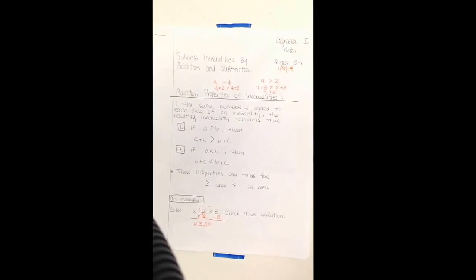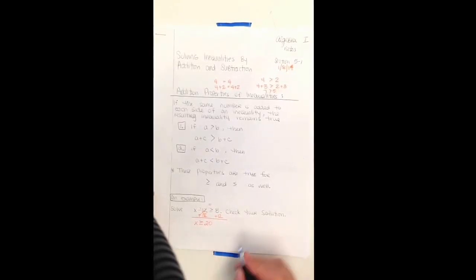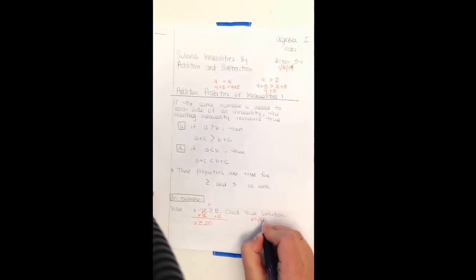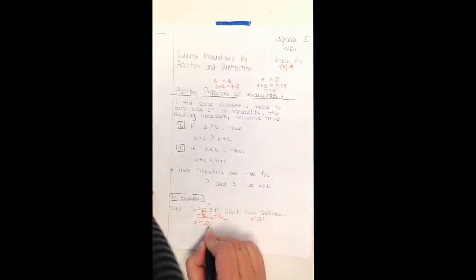That's it. It does tell me that I need to check my solution. We don't really have anything to check there because there's nothing more to check. We could say if x is bigger than or equal to 20, this inequality is going to be true. So let's plug in 21. Let's say x equals 21. Is 21 bigger than or equal to 20? Yes, it's bigger than that.